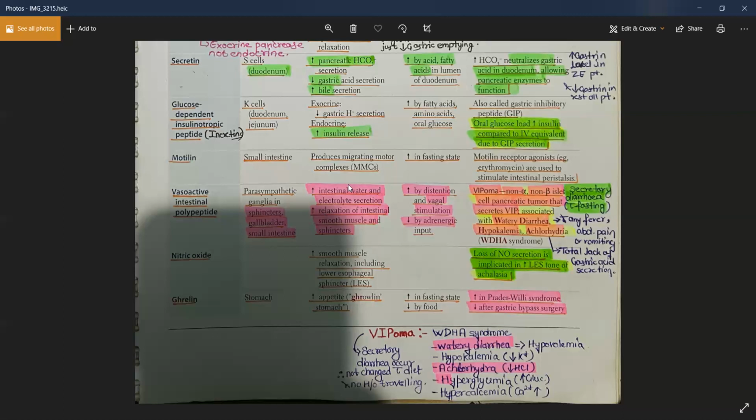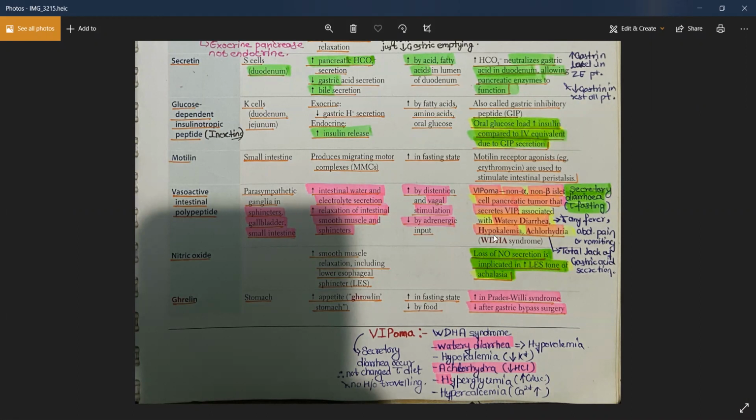So in a scenario where you have a very high VIP release, or I can say a VIPoma, you will have a characteristic watery diarrhea, which is a secretory diarrhea. The characteristic feature of a secretory diarrhea is that you will get diarrhea even when you are not eating anything. Even when you are fasting, you will get diarrhea. And Step 1 will generally tell you that a patient often wakes up from sleep for defecation, for diarrhea. That means she's having diarrhea even on an empty stomach. It is a very characteristic feature of the secretory type of diarrhea, which is seen in the VIPoma.